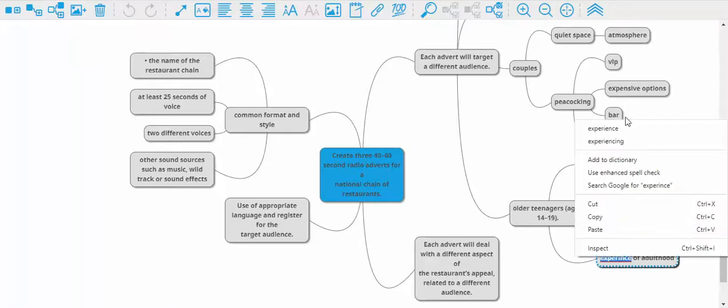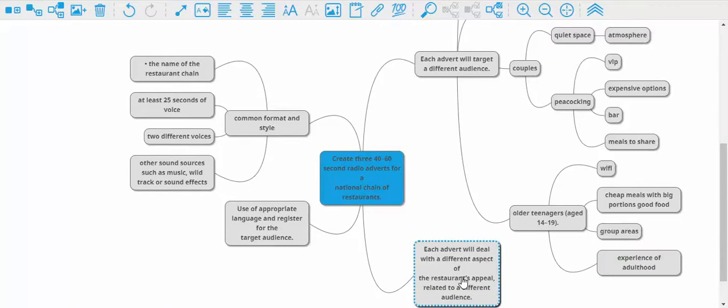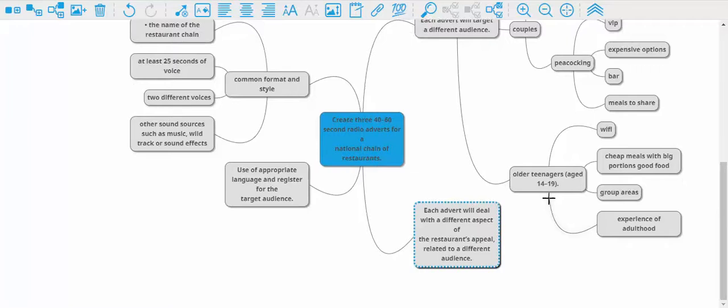Okay, so we've identified what they want. Now we can link these to these. I'm not going to go into too much detail, but I can simply just connect that to that and so on. But really, what I've done here is I'm going to make the restaurant fit into some of these things.